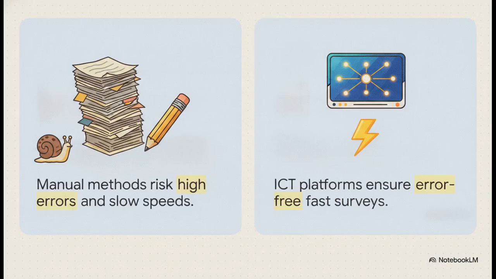Think back to the old analog nightmare for a second. Physically mailing hundreds of paper surveys to coastal stations, waiting weeks for the replies to trickle in, and then manually typing all those responses into a spreadsheet while just praying you didn't misplace a decimal point. I mean, the risk for human error was incredibly high. But by utilizing modern ICT platforms, researchers see a dramatic reduction in manual errors and a massive, massive increase in speed. You're getting faster, practically error-free surveys delivered right to your dashboard.